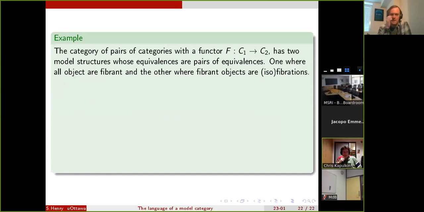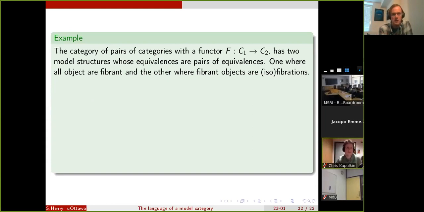So the last example is maybe a bit more interesting. It's a bit artificial, but I'm considering the category of pairs of categories with a functor between them. And this has two model structures. You can see them as two different Joyal model structures depending on whether you see the isomorphism as going up or down. In both cases, the equivalences are just the squares where both maps are equivalences. For one of them, every object is fibrant. And for the other, the fibrant objects are the ones where the functor f is an isofibration, that is, a fibration of the Joyal model structure.